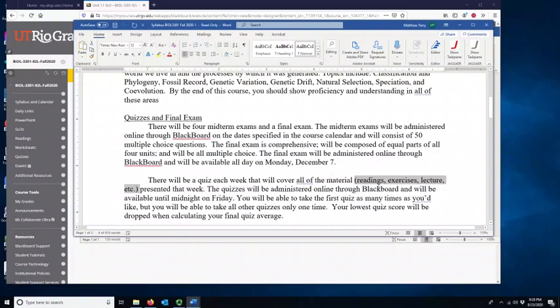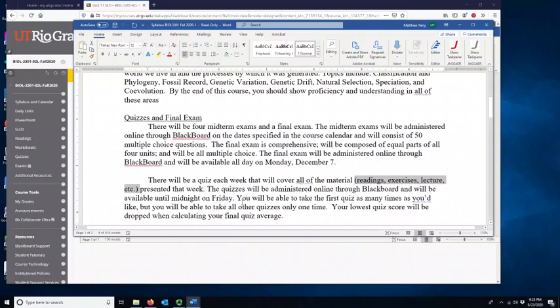The quizzes are also on Blackboard. They'll be available until Friday at midnight. So you can take it on Wednesday, which is when you should be completing the material for that week. If you want to study or review and spend some time, you can do it on Thursday or even Friday. I encourage you not to leave it to the last minute.